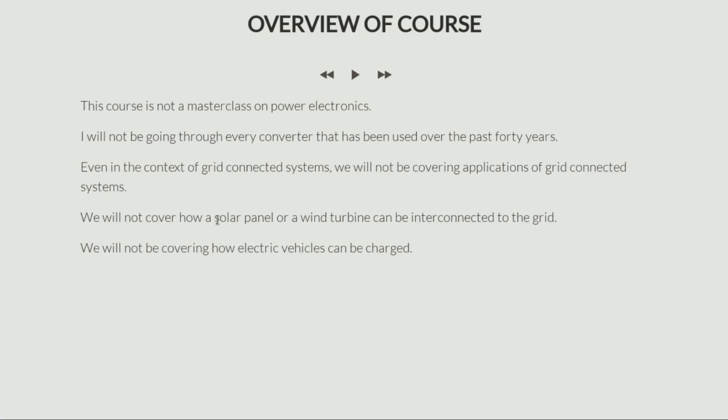Applications such as solar panel integration, wind turbine integration, maximum point tracking, these are not going to be covered in this course. We are not going to be covering other aspects of emerging technologies like how to charge electric vehicles or how fast chargers are designed or how you would charge a vehicle on the go. None of these topics will be covered, right? None of these topics are going to be covered in this course.